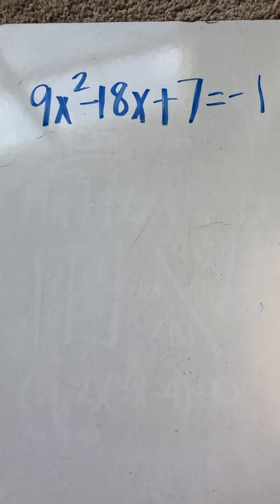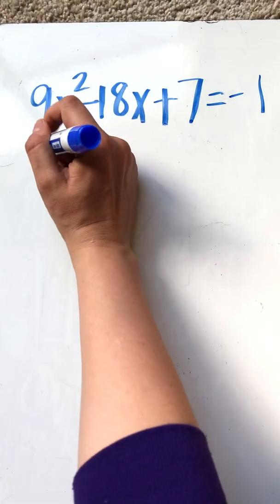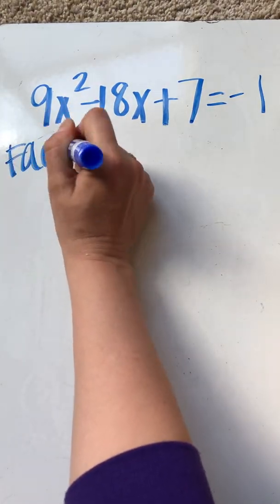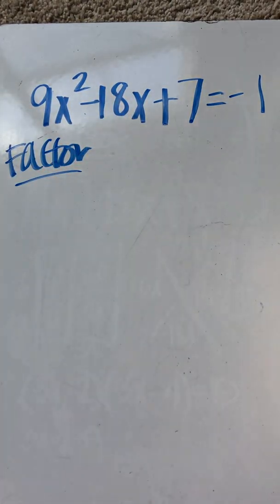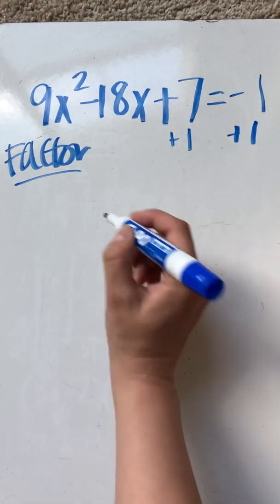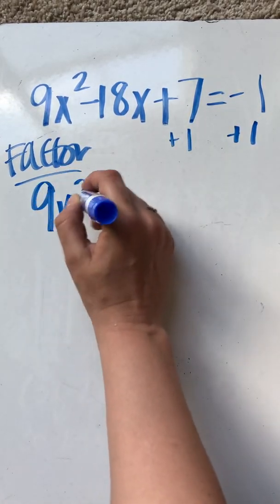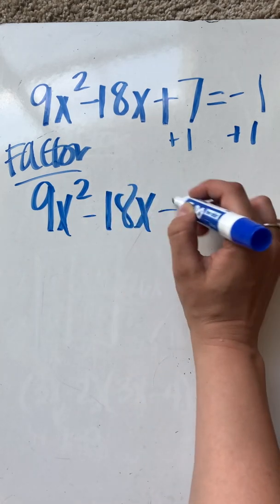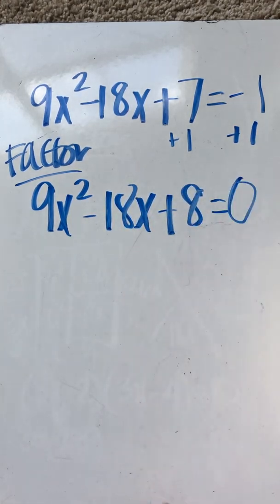Okay, this is a video for the knowledge check number 1, and it tells you to solve this quadratic equation by factoring. So the first thing that I want to look at whenever I solve a quadratic is if it's equal to 0. And in this case, it's not, so I have to make it equal 0. So I'm going to add 1 to both sides. And then I get the quadratic 9x squared minus 18x plus 8 equals 0.